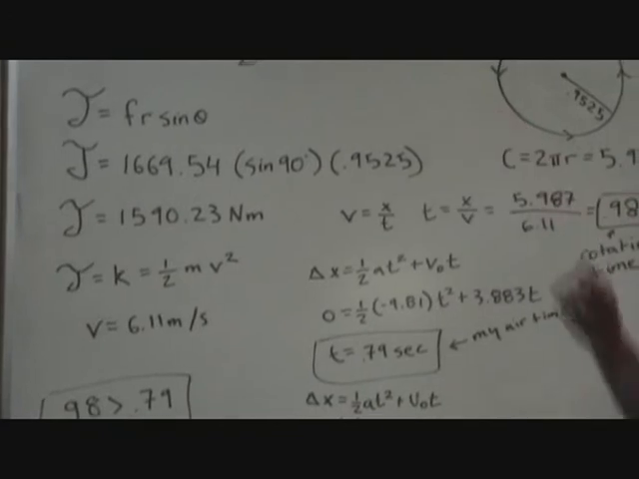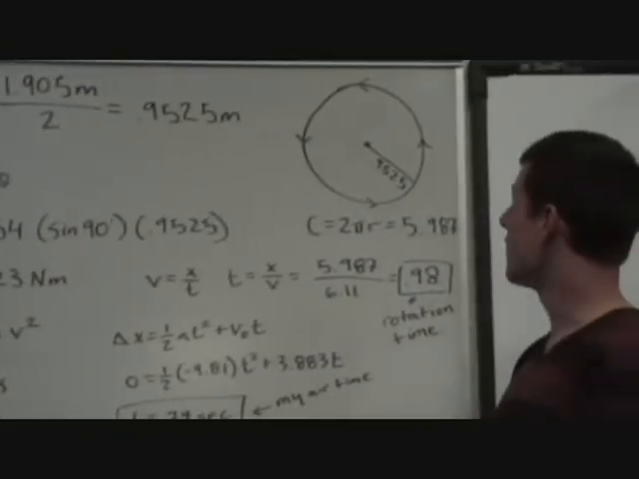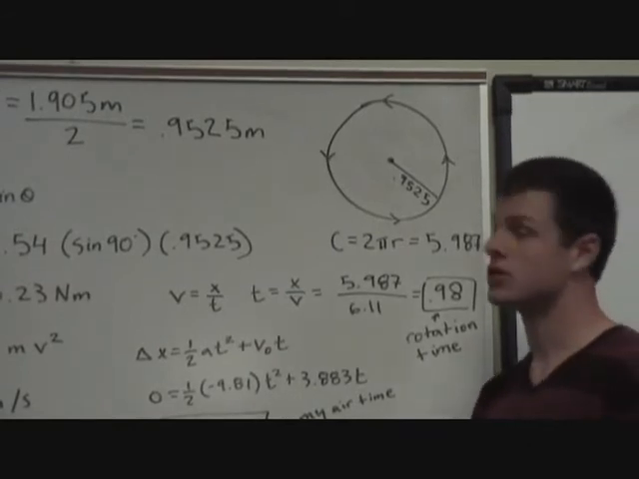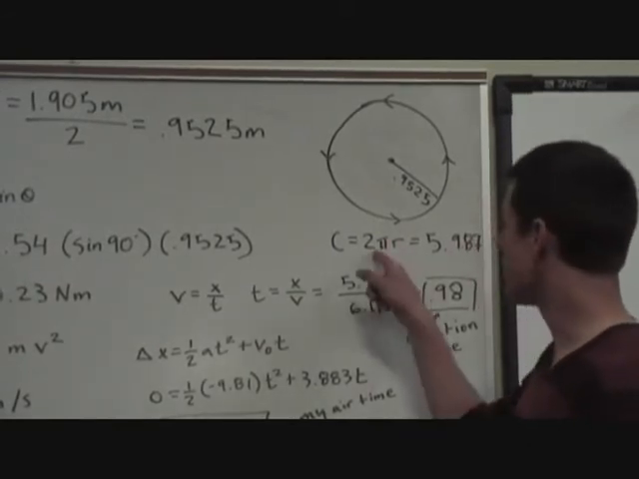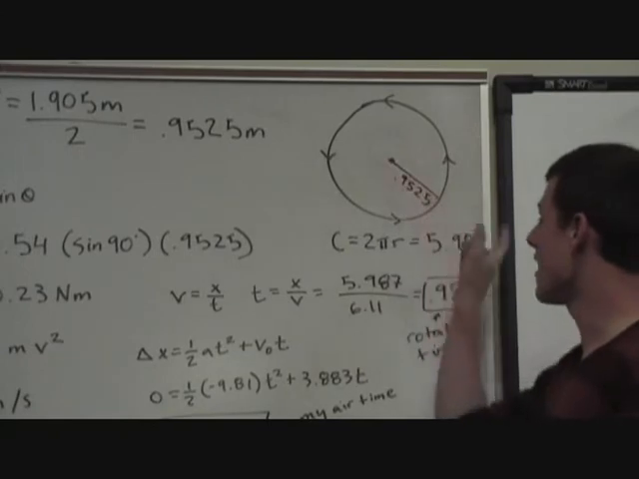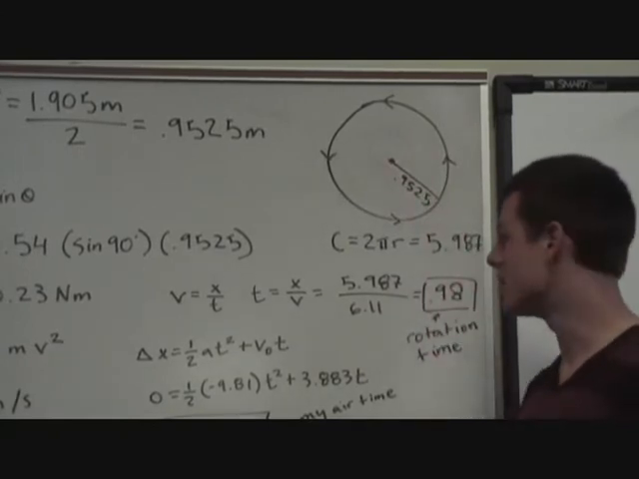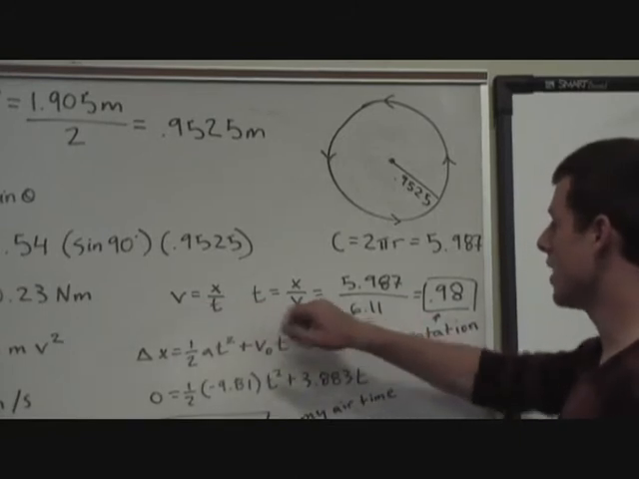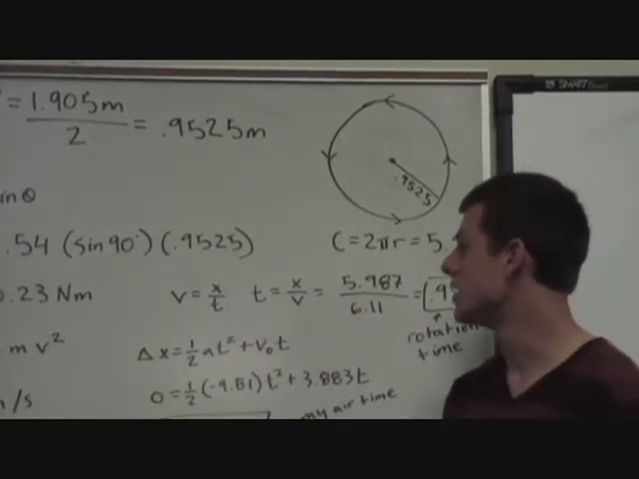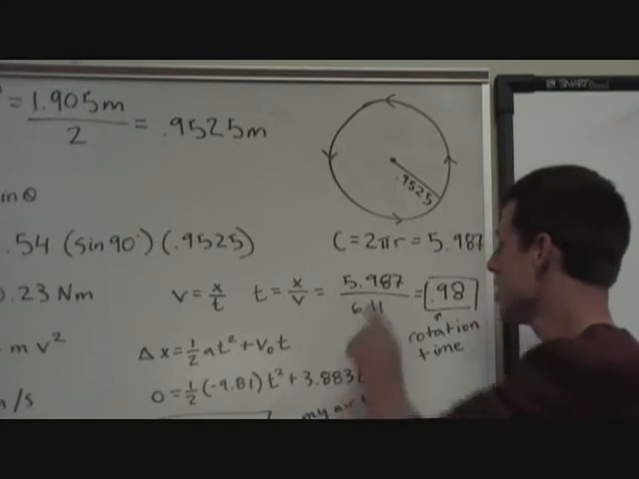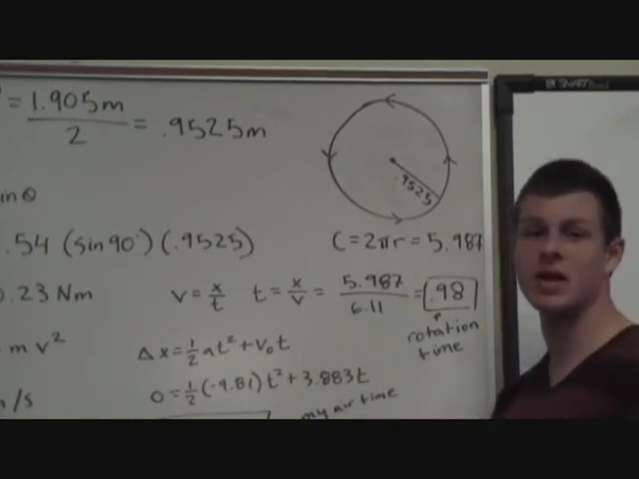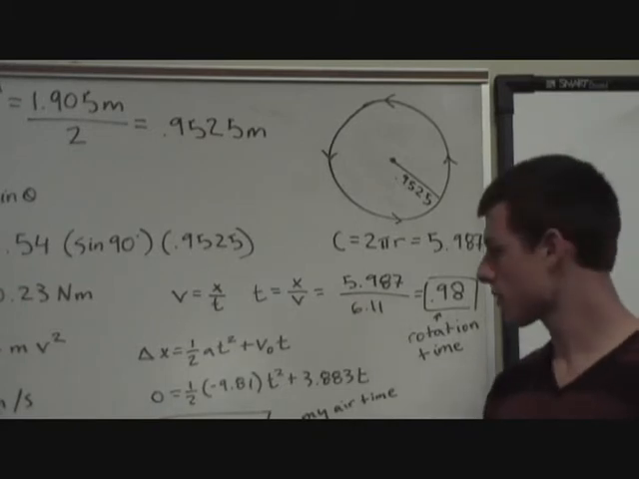Now, if we go over here to my rotation, if I have a radius, we say, of 0.9525 meters, we can find that the circumference, or the distance I have to travel, is 5.987 meters. We can then use a velocity equation and rearrange to t equals distance divided by velocity. We can substitute my distance and my velocity, and so my rotational time is 0.98 seconds.